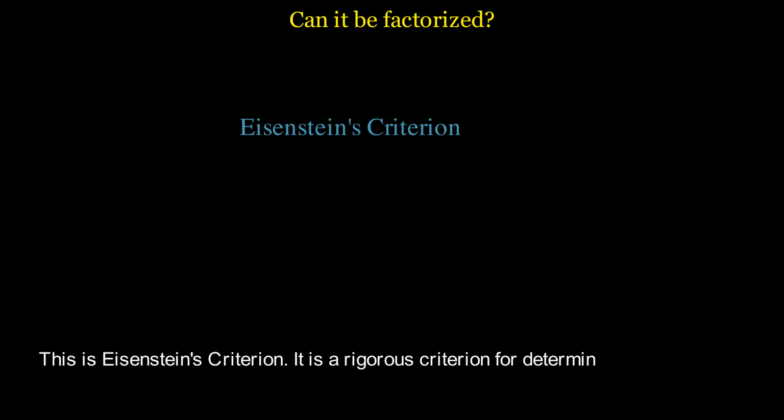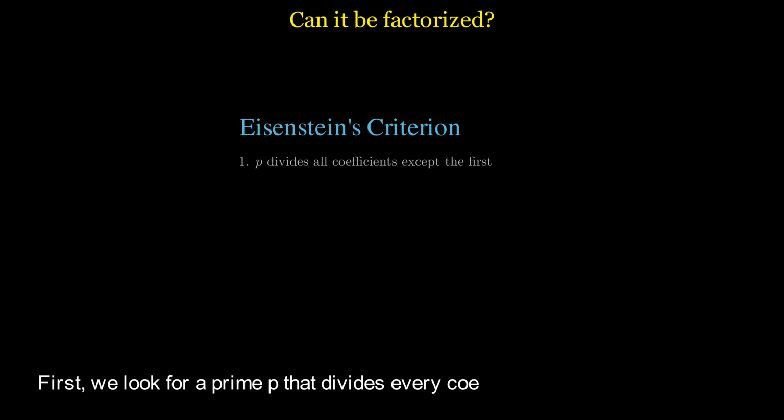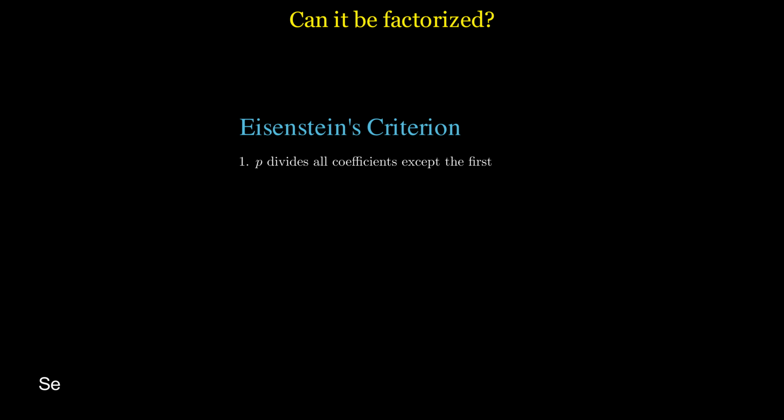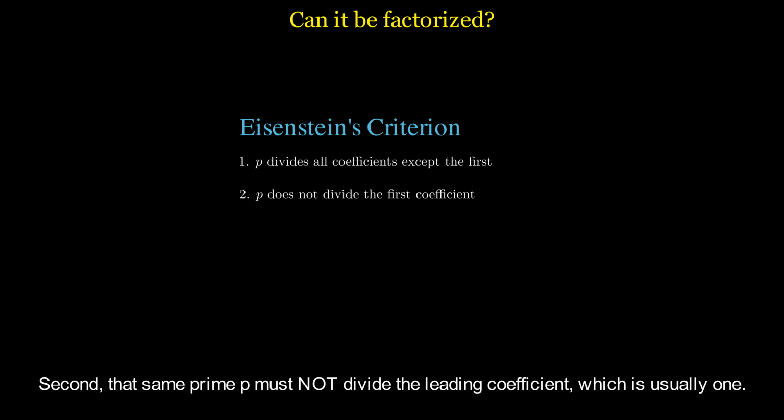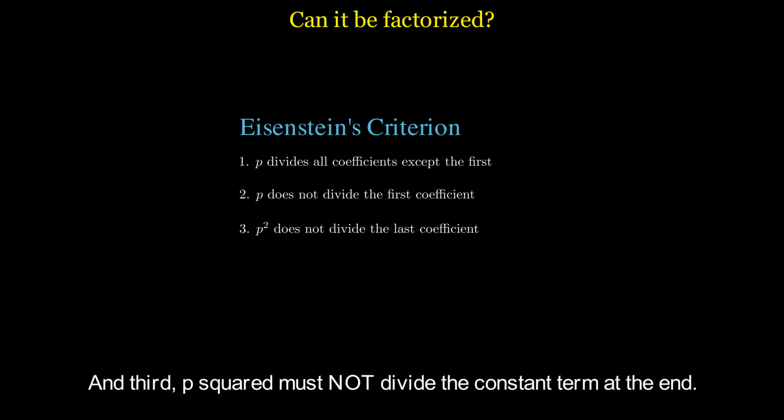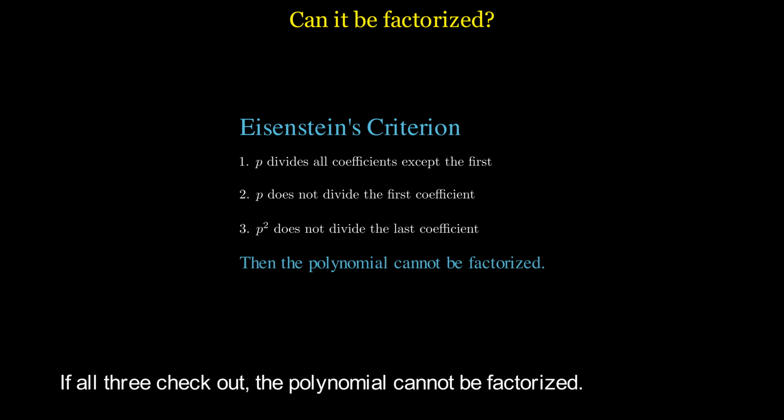This is Eisenstein's criterion. It is a rigorous criterion for determining if a polynomial can be factorized. First, we look for a prime p that divides every coefficient except the leading one. Second, that same prime p must not divide the leading coefficient, which is usually 1. And third, p squared must not divide the constant term at the end. If all three check out, the polynomial cannot be factorized. It's that simple.